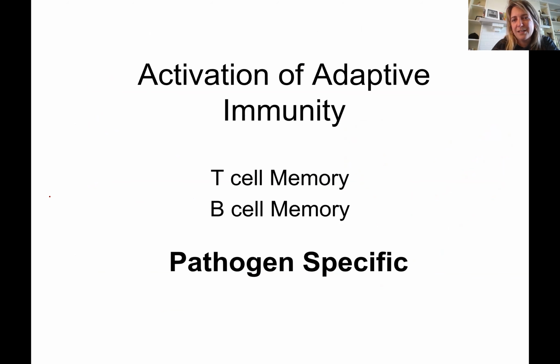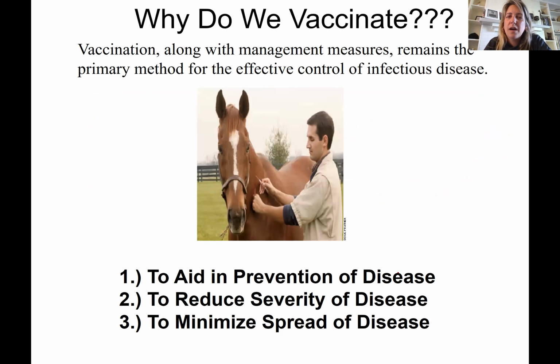So how do we activate the immune system? We need to be pathogen specific, and this is why we vaccinate horses. Vaccination along with management measures is the primary method to effectively control infectious diseases. The reasons for vaccinating are to aid in the prevention of the disease, to reduce the severity of the disease, and to minimize the spread of the disease.